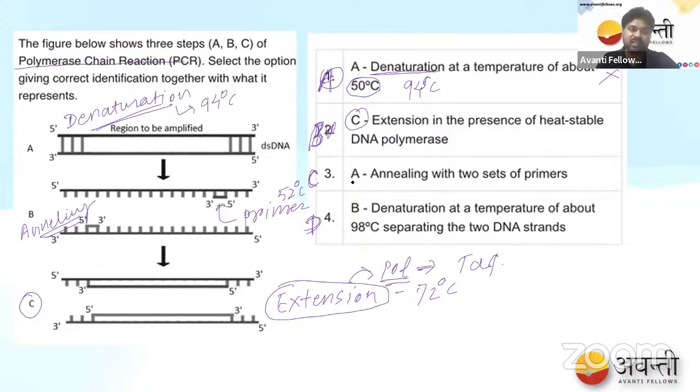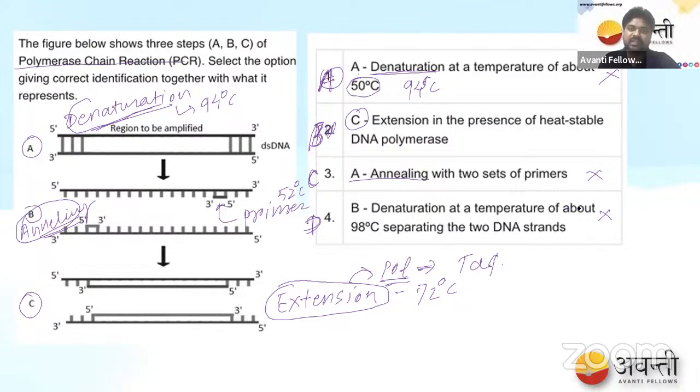Next option is the C. क्या है? Annealing. So this A means denaturation process, not annealing. B is the annealing process. That's why this option is also wrong. Next one is the B. B को क्या बोला गया? Denaturation. But B is the annealing process, and that's why this option is also wrong.